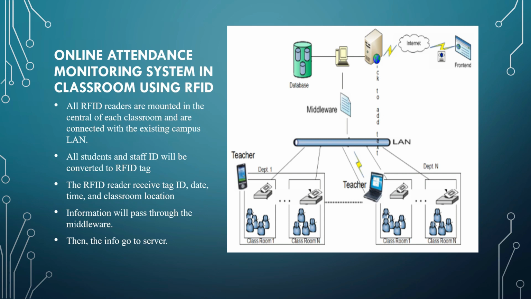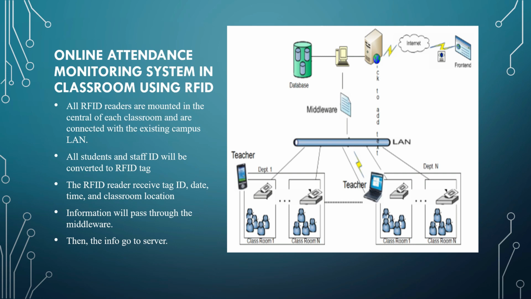When the students or staff scan the RFID tag to the RFID reader, the reader will receive the tag ID, date, time, and the classroom location. And then the information will pass through the middleware. The middleware is used to filter the information scanned by the student so that the information is not duplicated when the data is transmitted to the database.